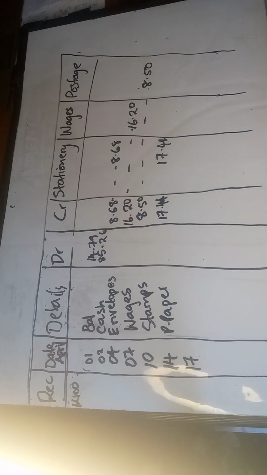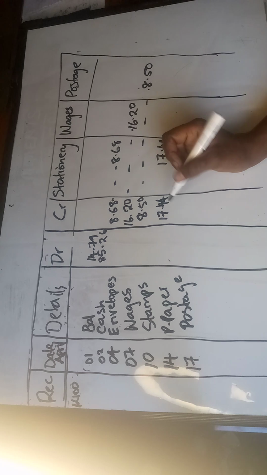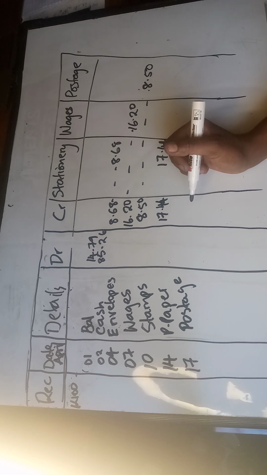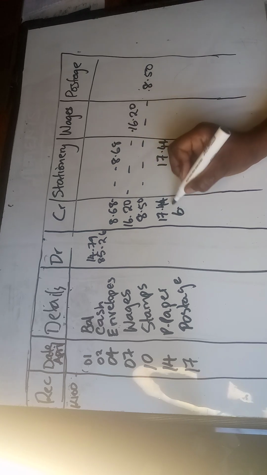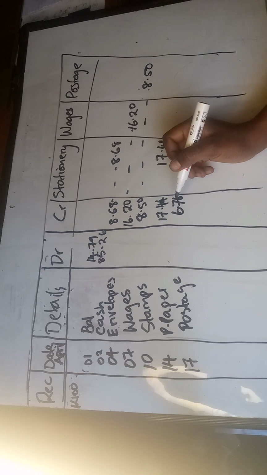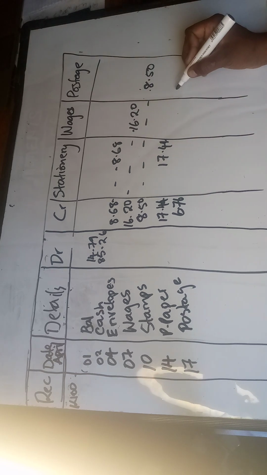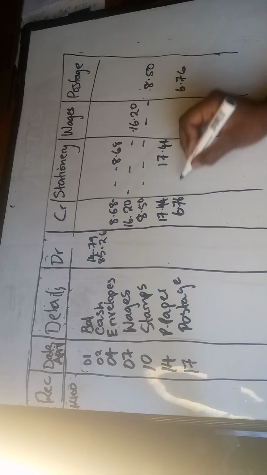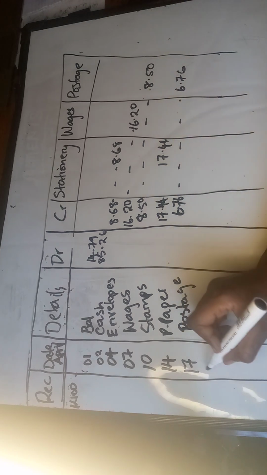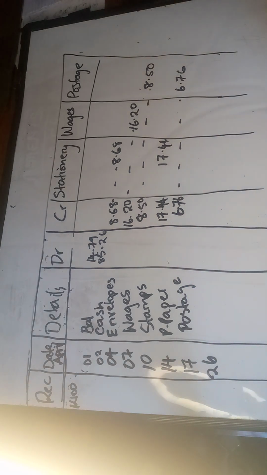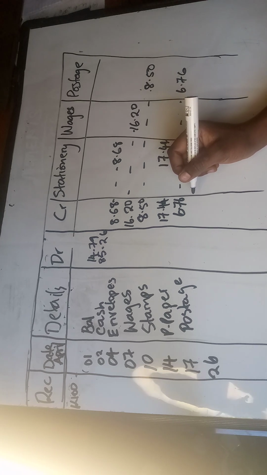Cost of postages. So we're just going to write postage. And then what is the cost of this postage? 6 kwacha 76 ngwe. So 6.76. Okay. So postage will also have to go under the postage column. So 6.76. Just do it like that so that you can see properly. Then we go to 26th of April. So you can see that during this time between 17 and 26, not much was spent on expenses.